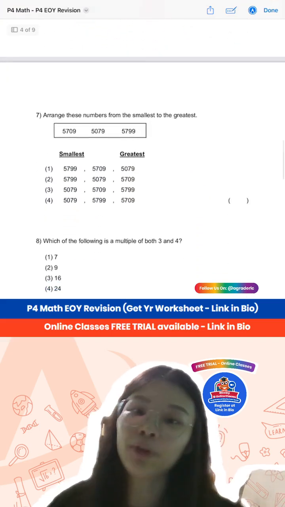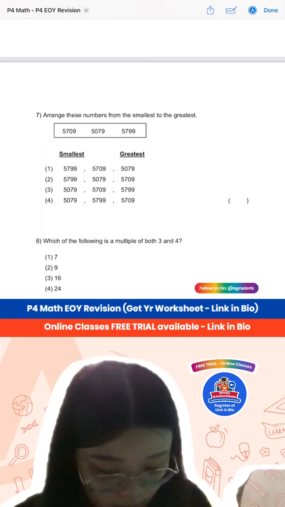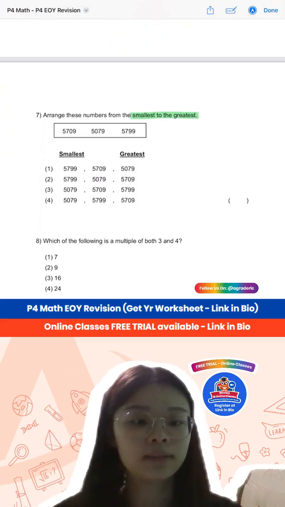Now we move on to question 7. Arrange these numbers from the smallest to the greatest.